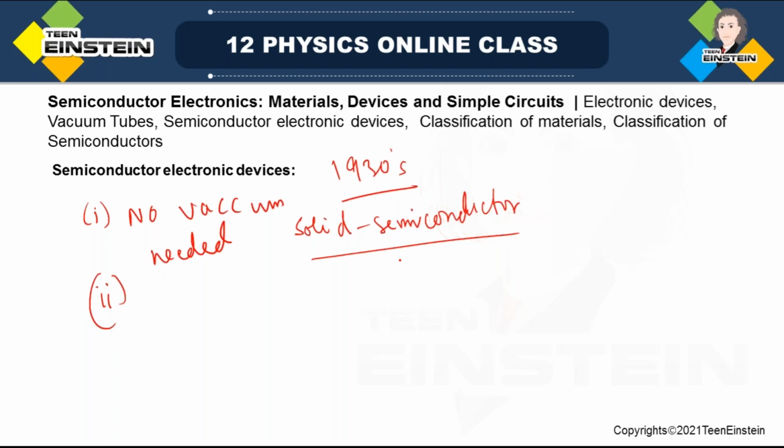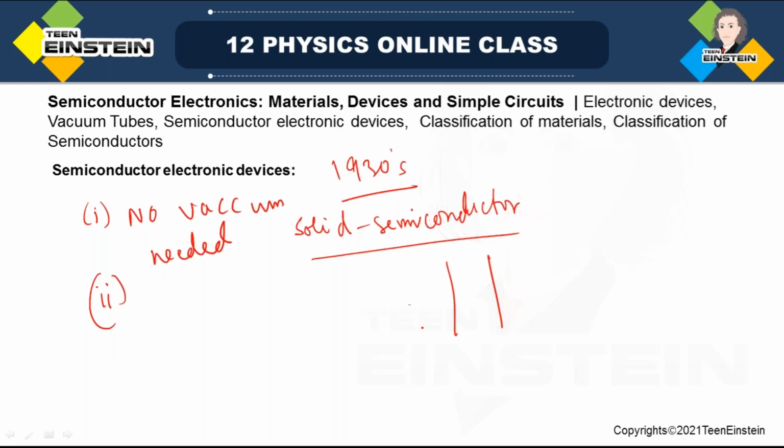But in case of solid semiconductor, electrons are already there. You need not produce them by heating them. That's why this phenomenon is instantaneous. As soon as you apply voltage across the semiconductor, we'll see that electron flow occurs, and hence it starts working, and it does not require very high voltage to operate.